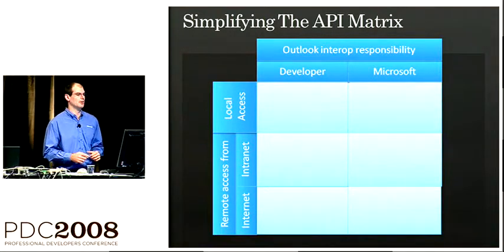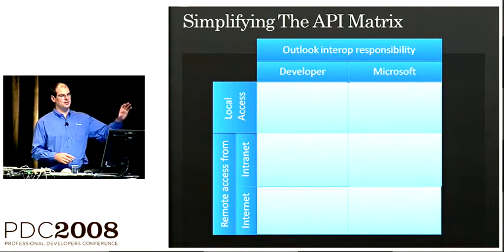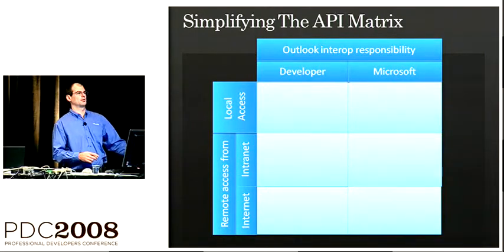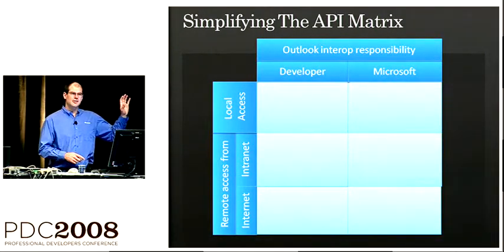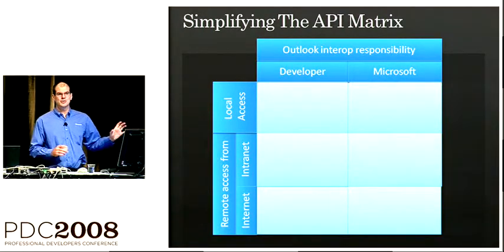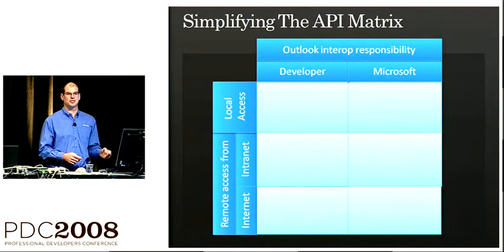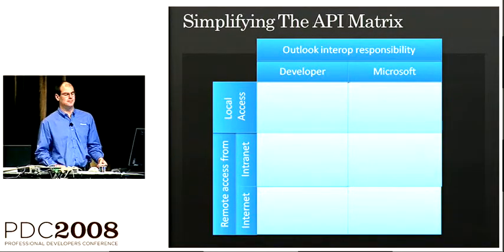And here's really why. If you look at this matrix, you see that there's a developer responsible for interop or Microsoft responsible for interop. A developer being responsible for interop is not good. Those of you who are MAPI developers out here know that it means that you have to reverse engineer essentially what Outlook is doing, setting every property.